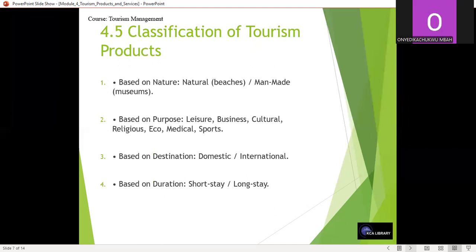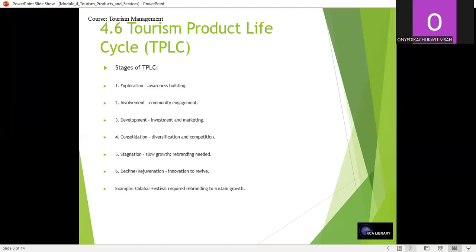Here we're talking about the classification of tourism products. Based on nature, we have places like beaches and museums. Based on purpose, we have things like leisure, business, cultural, religious, eco, medical, and sports. Then based on destination, we have domestic and international, and based on duration, we have short stay and long stay.